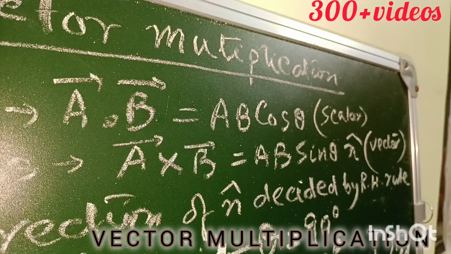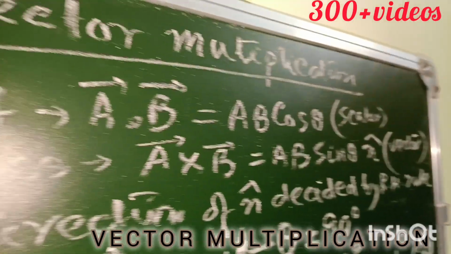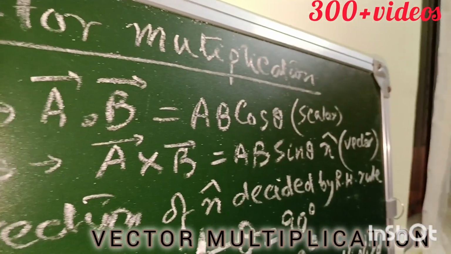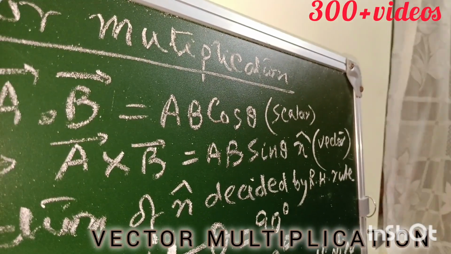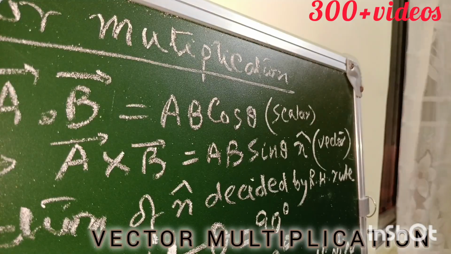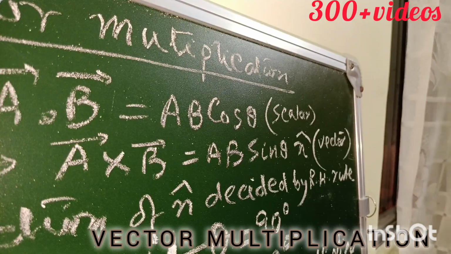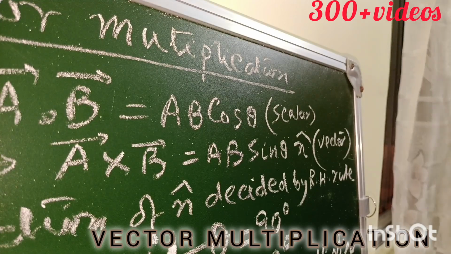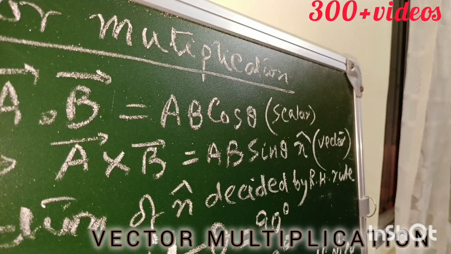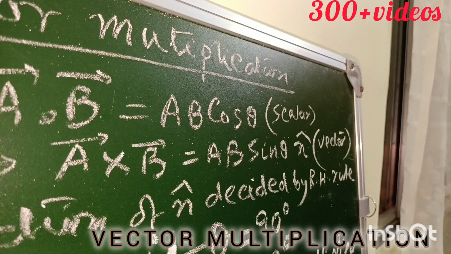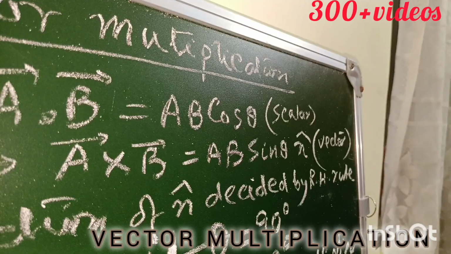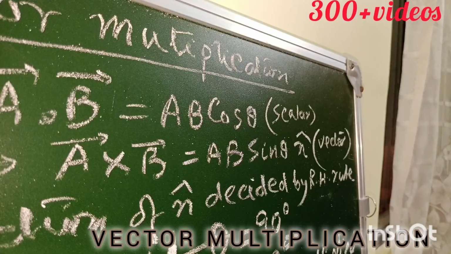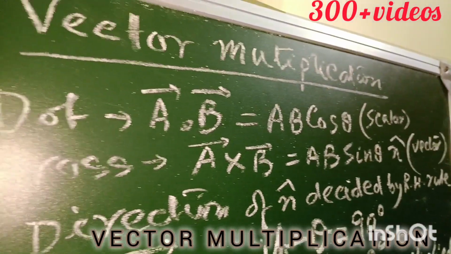On the other hand, when we make a cross product, we write it A vector cross B vector, and its magnitude becomes AB sin theta. But then we add a unit vector given by n vector, which gives the direction of the result. That means the result has direction and magnitude also, so the result is a vector. That is why we call the cross product a vector product. These two things are slightly different and you have to understand this.